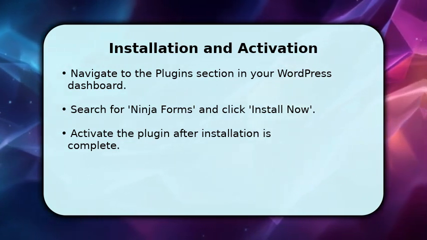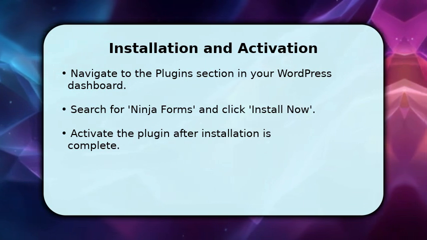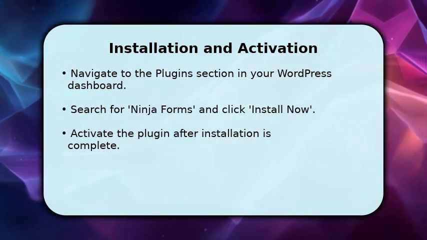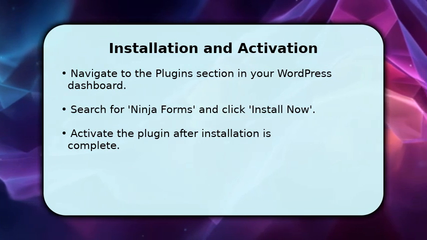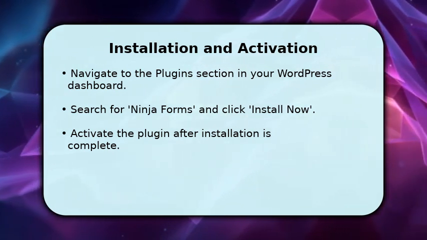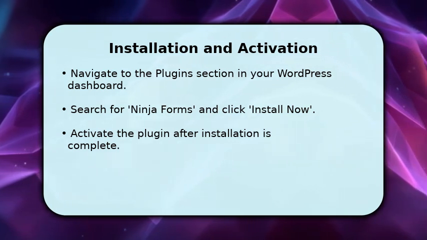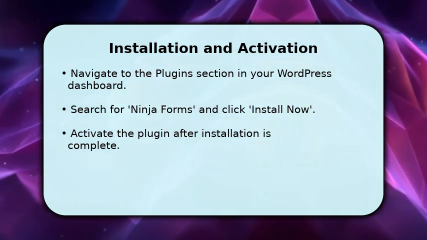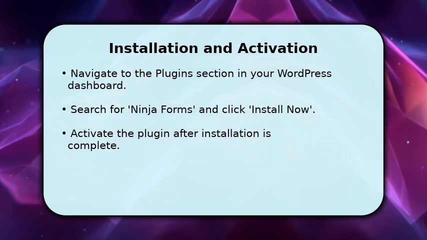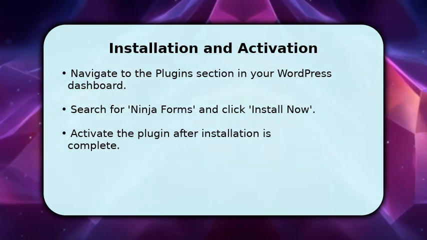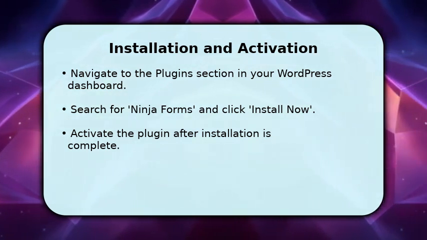First, navigate to the plugins section in your WordPress admin dashboard. Next, use the search bar to find Ninja Forms and then click the Install Now button. Once the installation is complete, simply click Activate to enable the plugin. This entire process typically takes less than 1 minute, getting you ready to build forms in no time.